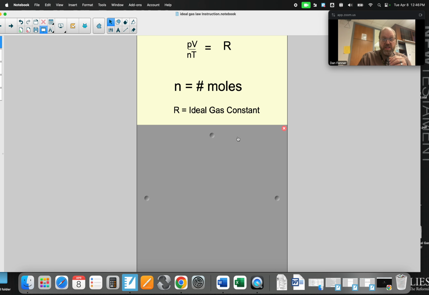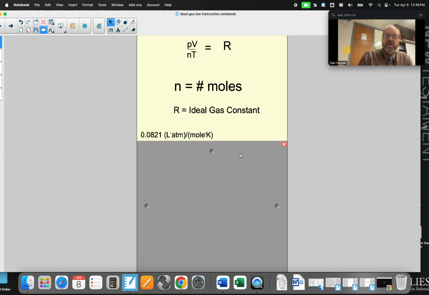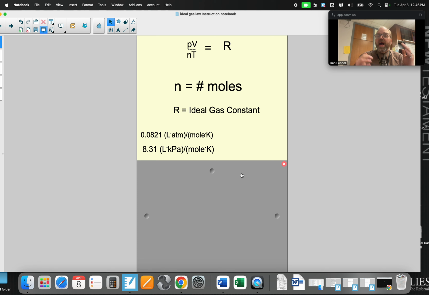It's going to be infinitely significant. There's two sets of values here. It's either going to be 0.0821 liters atmospheres over moles Kelvin, or it's going to be 8.31 liters kilopascals per mole Kelvin. So how do we know which one we're going to use? Well, if we're in atmospheres, we use this one. If we're in kilopascals, we're going to use this one.